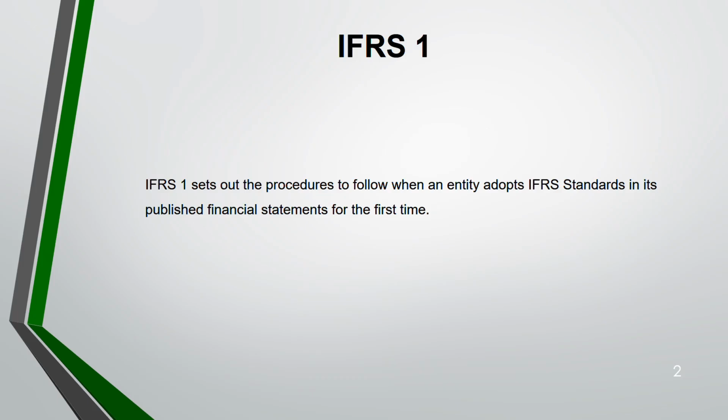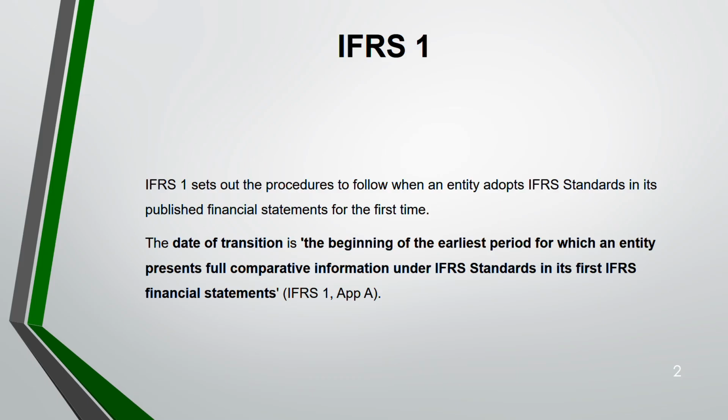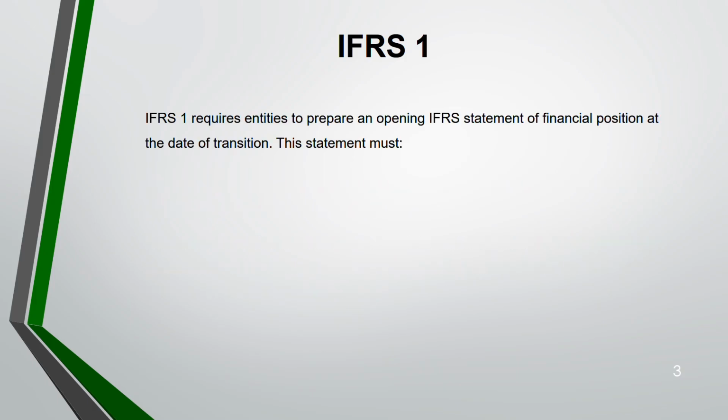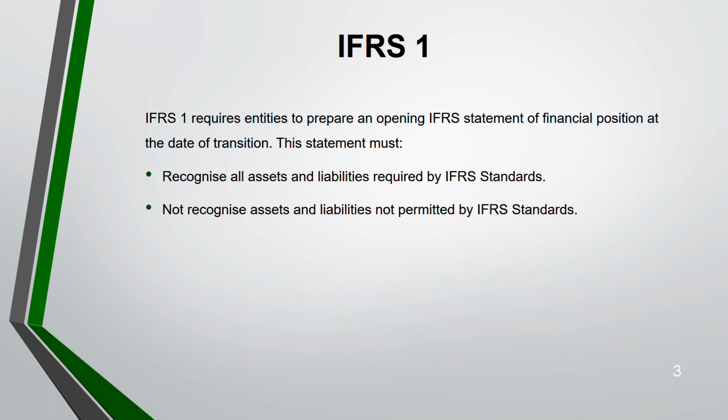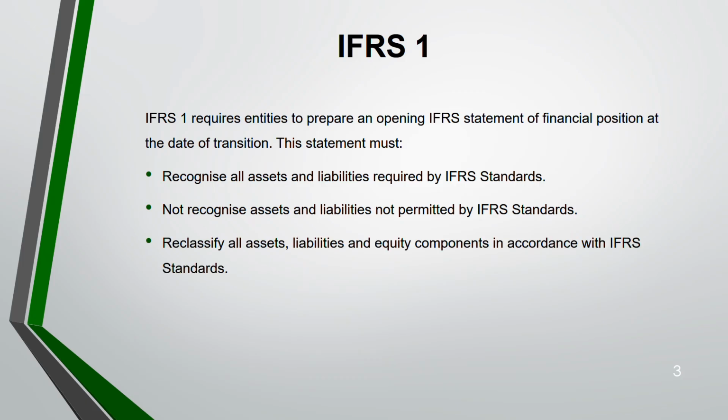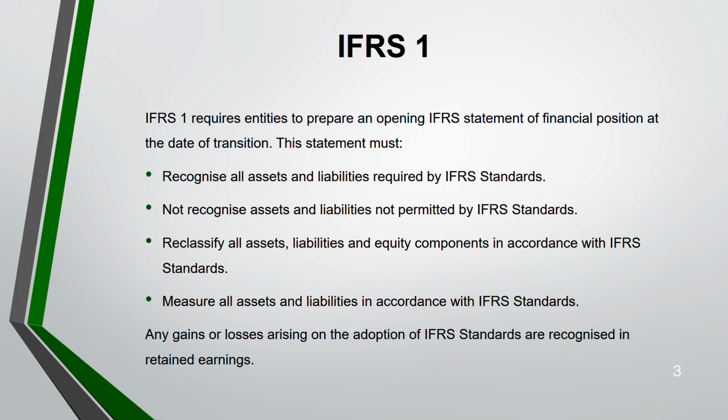Now, the date of transition is the beginning of your earliest period for which an entity is going to present full comparative information under IFRS standards in its first IFRS financial statement. IFRS 1 requires entities to prepare an opening IFRS statement of financial position at the date of transition. This statement must recognize all assets and liabilities that are required by IFRS, not recognize assets and liabilities not permitted by IFRS, reclassify asset, liability, equity in accordance with IFRS, and measure all assets and liabilities in accordance with IFRS. Any gain and loss, because now you are adopting IFRS, will be recognized in the retained earnings.